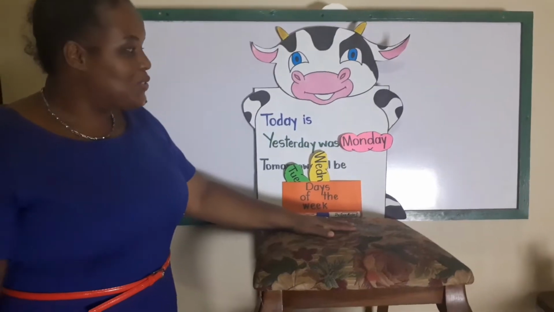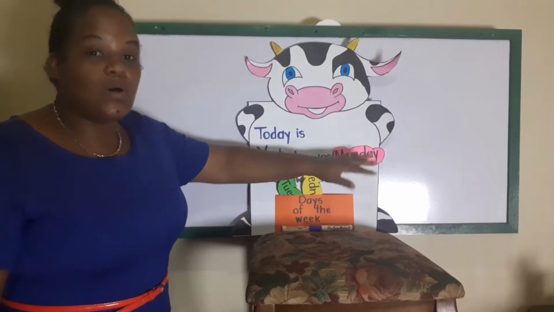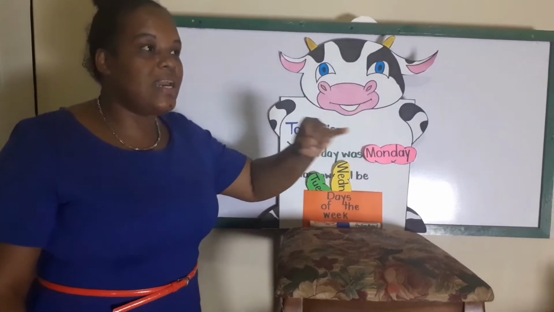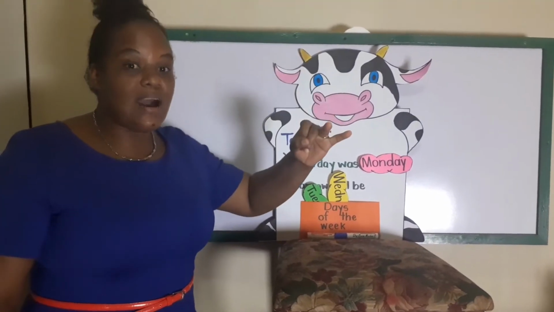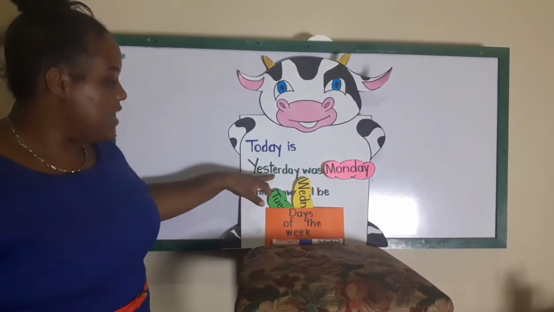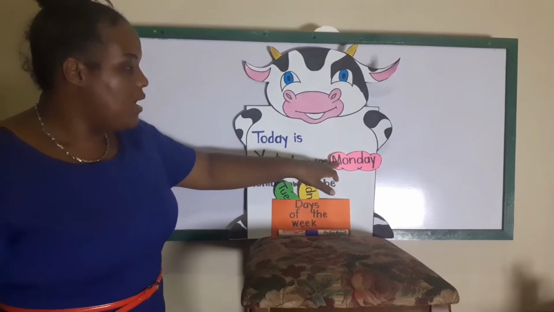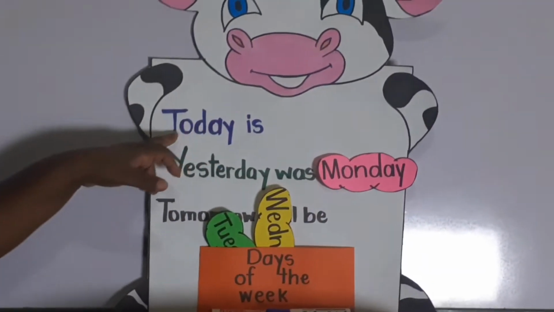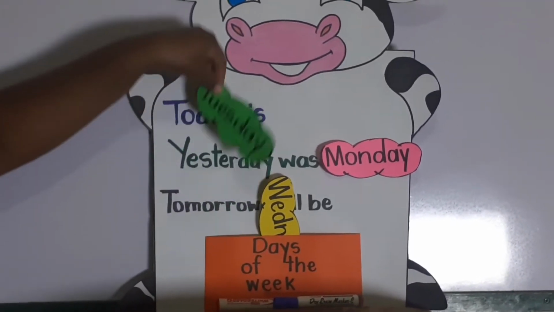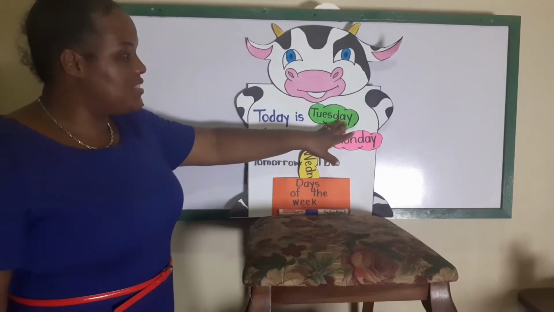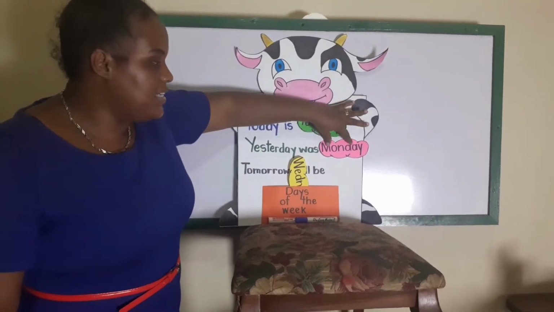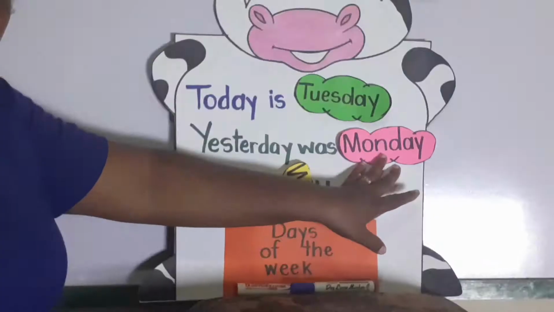Monday. So then, if yesterday was Monday, remember we sang the days of the week a while ago. We said Sunday, Monday. Which day comes after Monday? Which is Tuesday. So yesterday was Monday. Today is Tuesday. And Tuesday is on a green paper. Monday is on a pink paper.